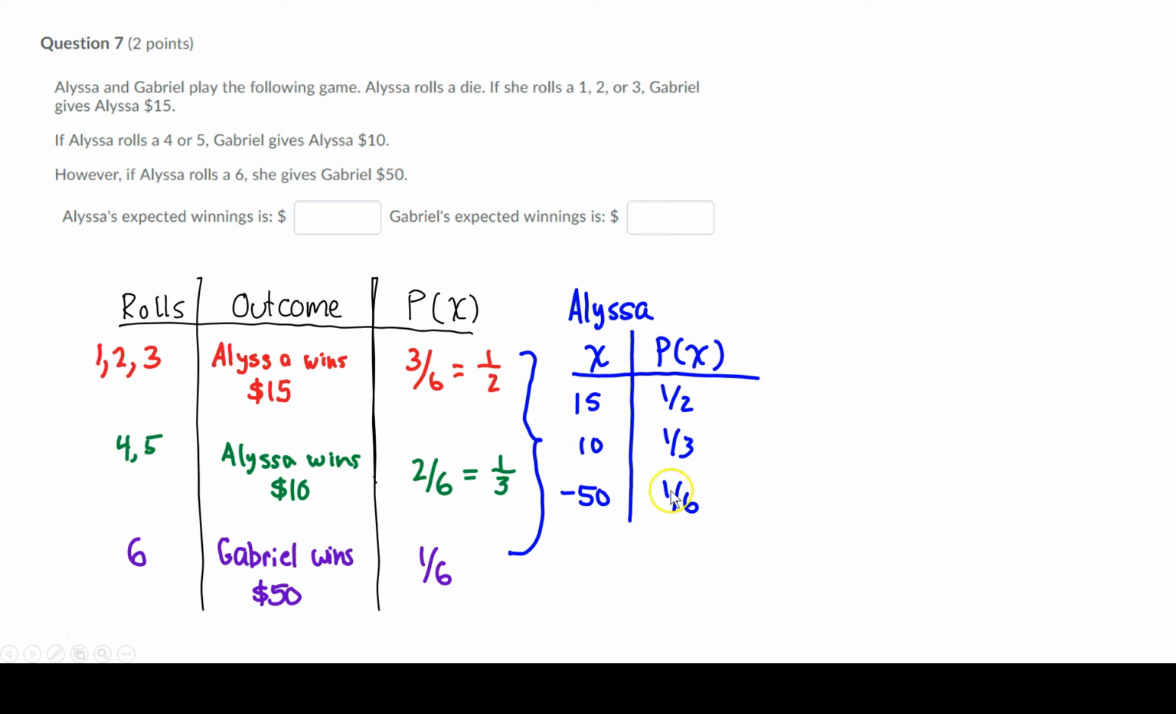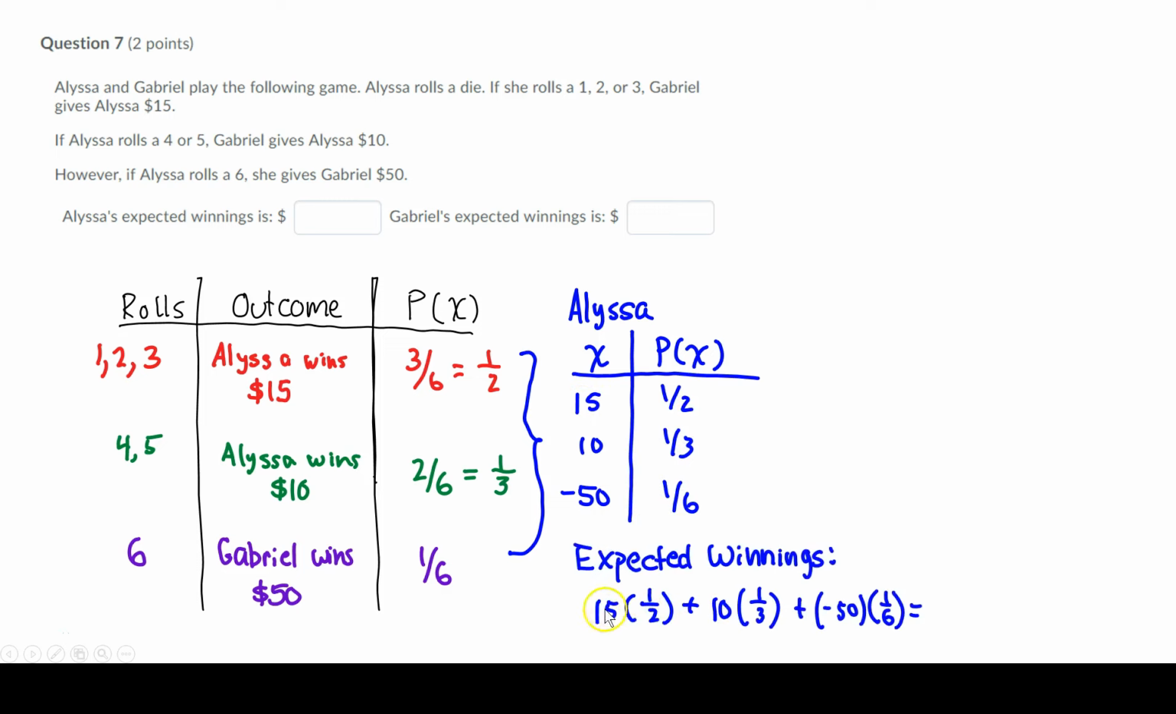So her expected winnings is basically just the average based off of this. And to find the average, or the mean, I'm just going to take each one of these x values, multiply it by its probability, and then add them together. So 15 times 1/2 plus 10 times 1/3 plus negative 50 times 1/6. And if I work that out all together, I get $2.50 even. So on average, we expect Alyssa to win $2.50.